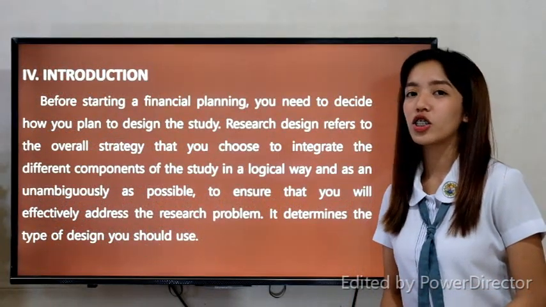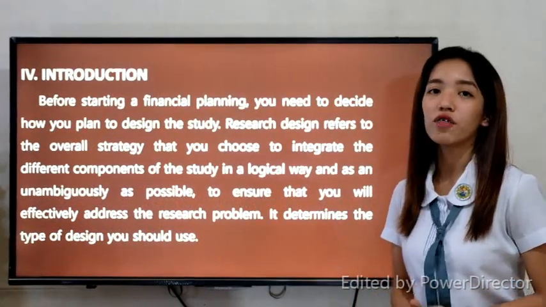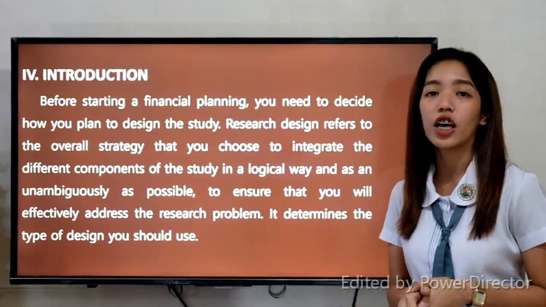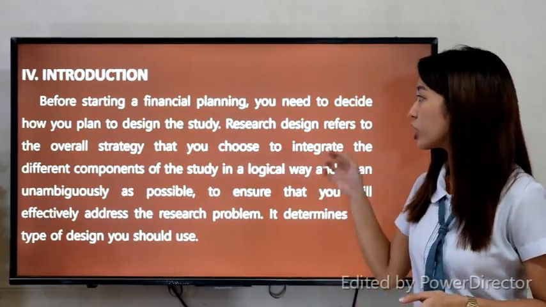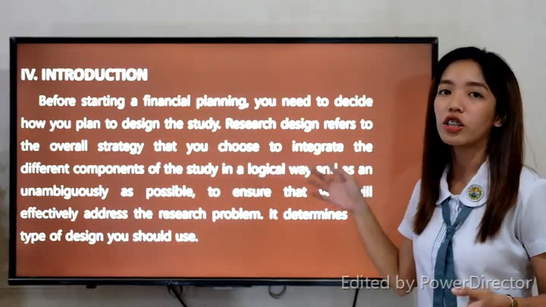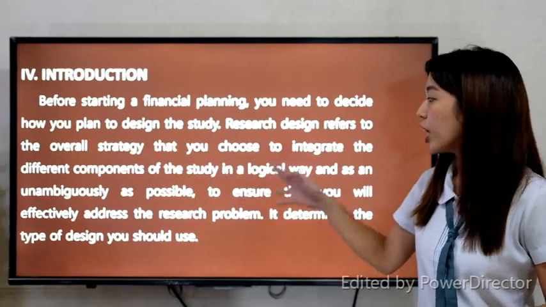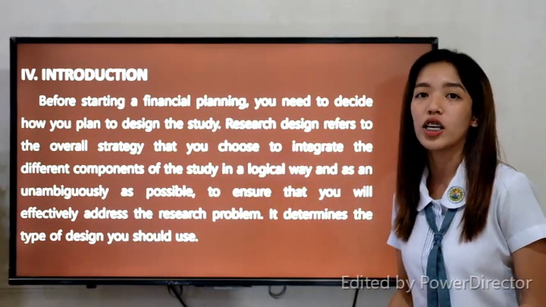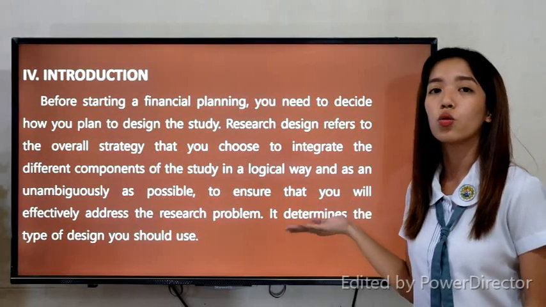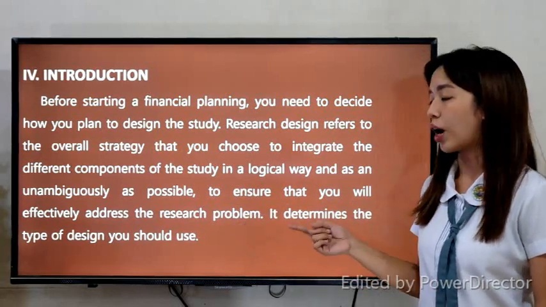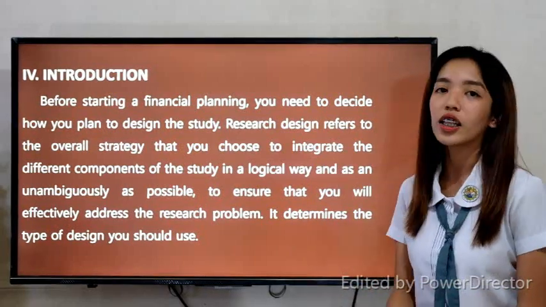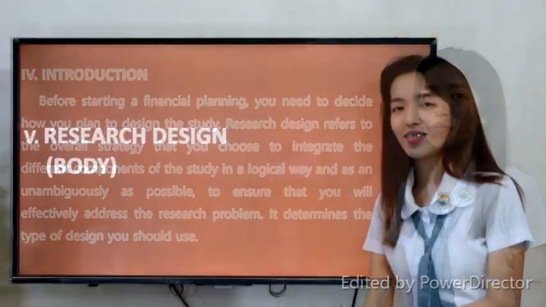Okay, for our introduction. Before starting your financial planning, you need to decide how you're going to design your study. Research design refers to the overall strategy that you choose to integrate the different components of the study in a logical way and as unambiguously as possible. It will help you to ensure that you effectively address the research problem, since the research problem is the one that demonstrates the type of design you should use.